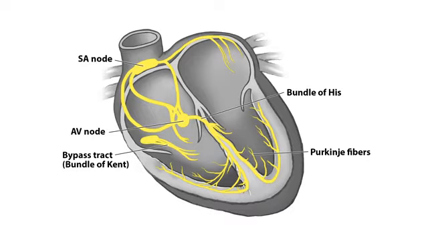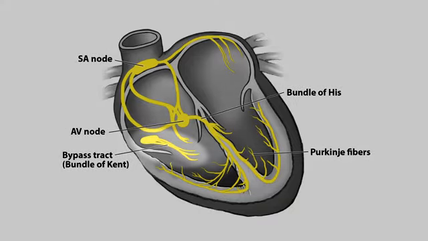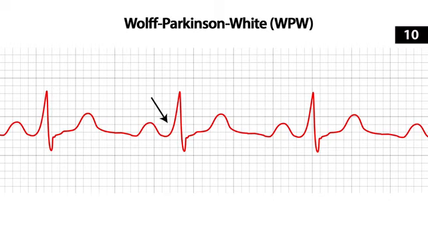Now, the most famous one is called the bundle of Kent. There are lots of different accessory pathways, but the bundle of Kent is the one that's the most common and most well known. As a result, you have an early ventricular depolarization that looks like a delta wave. A portion of the ventricle is depolarizing before the signal gets to the other part of the ventricle through the AV node and the bundle of His and Purkinje system. So, as a result, ventricles begin to partially depolarize earlier, giving rise to that characteristic delta wave.